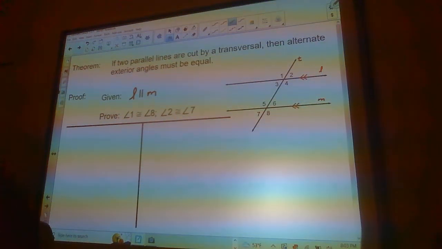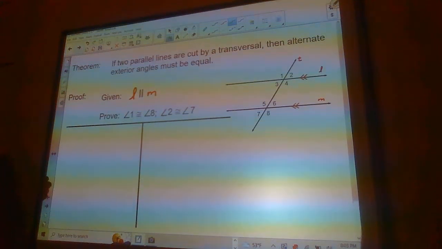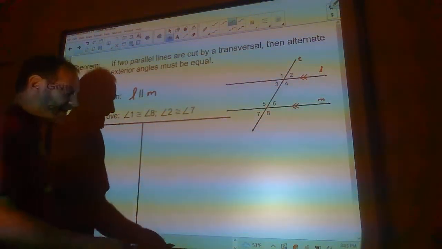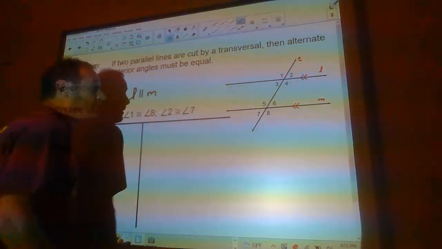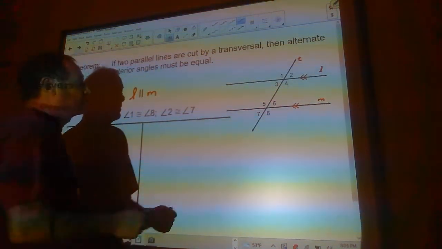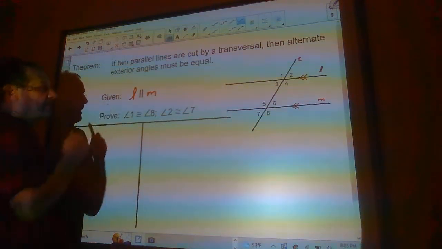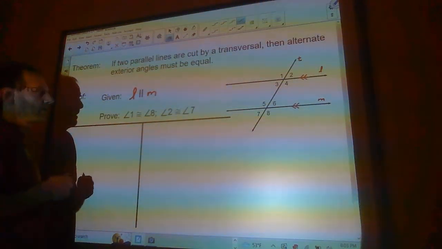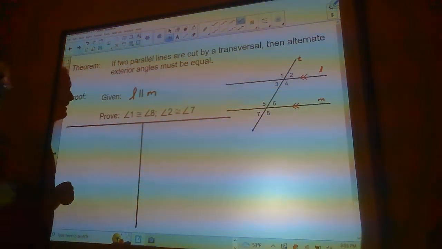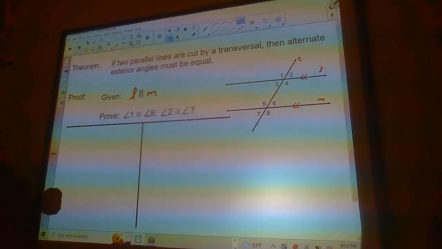Okay, the next theorem. If two parallel lines are cut by a transversal, then alternate exterior angles must be equal. So this is going to be very similar to the one that we did the last time. Okay, we're given line L is parallel to line M. And this time we're going to prove angle 1 has to equal angle 8, and angle 2 has to be congruent to angle 7.